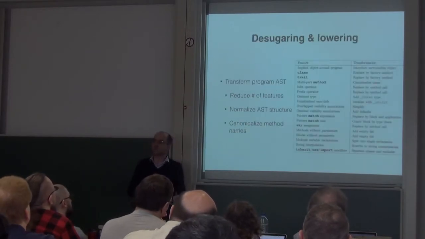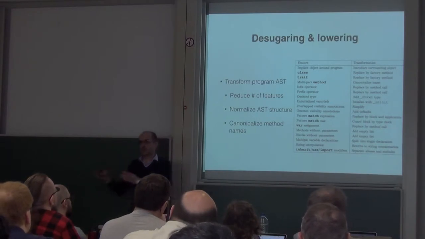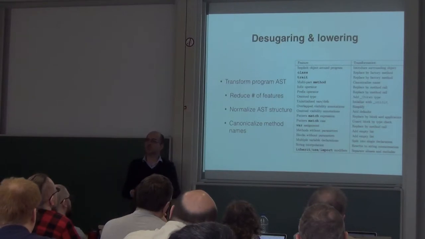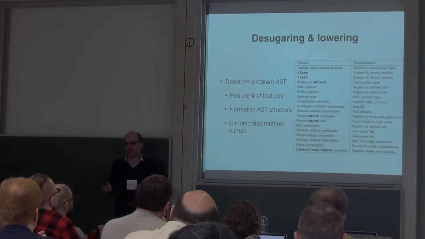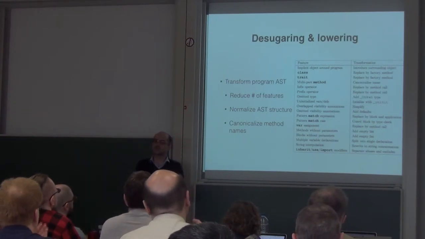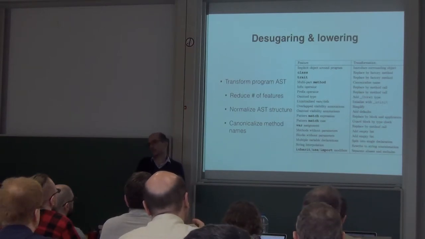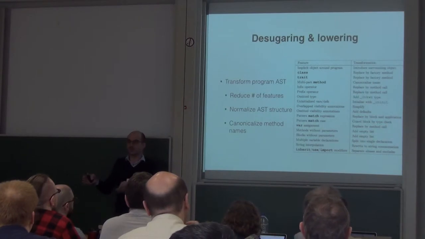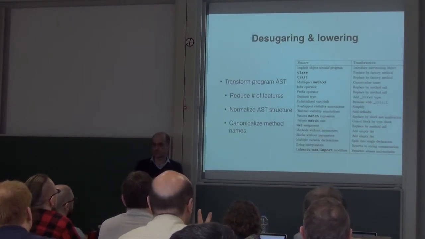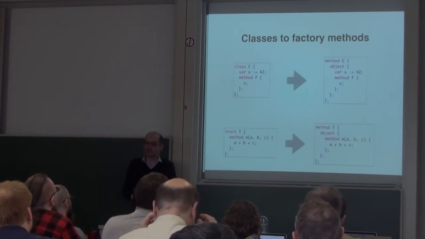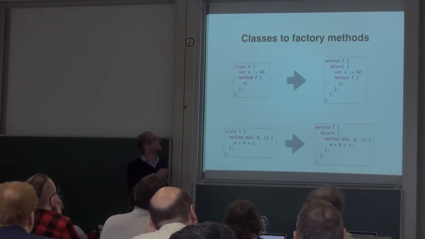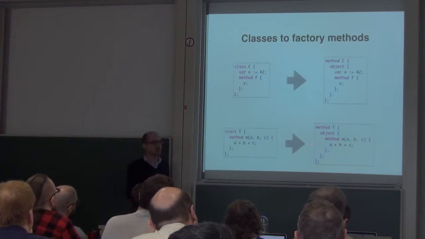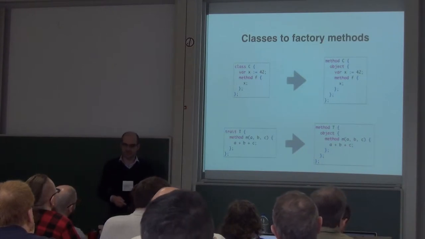Now, one of the things we wanted to do on the pipeline to evaluation was to try to normalize the AST. So Grace has a bunch of features, most of them revolving around the object model. Our goal was to try to reduce the number of features, because the fewer linguistic features that go further down the pipeline, the easier it is to specify the semantics. So for example, one simple transformation that we do is we desugar all classes to factory methods. So a class C gets desugared to a method C with an object literal expression. The same for traits. So this is removal of very simple syntactic sugar.